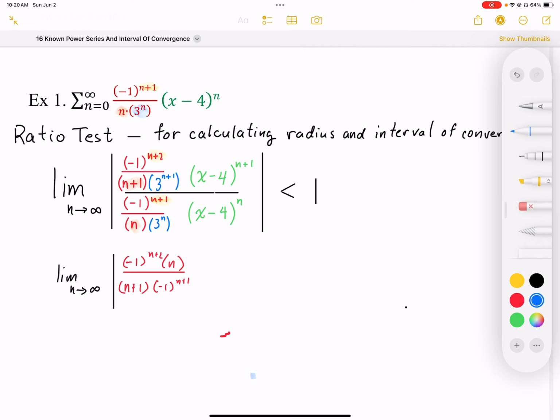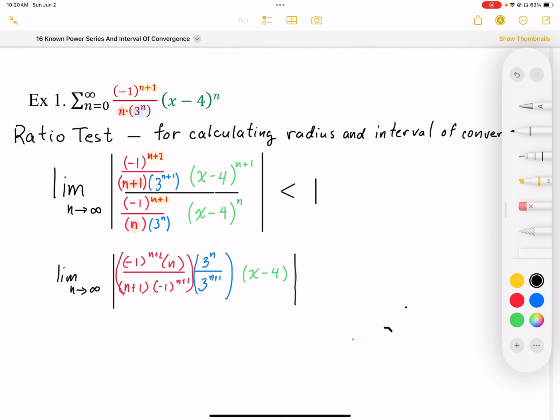Okay, so those parts are going to cancel. We're going to have parts canceling there. We also have the 3 to the n ends up in the numerator. And 3 to the n plus 1 in the denominator. I'm going to group those parts. Okay, and I'm going to simplify those. And then x minus 4 to n plus 1 over x minus 4 to the power n. Well, the n's are going to cancel, and we're just going to be left with x minus 4.